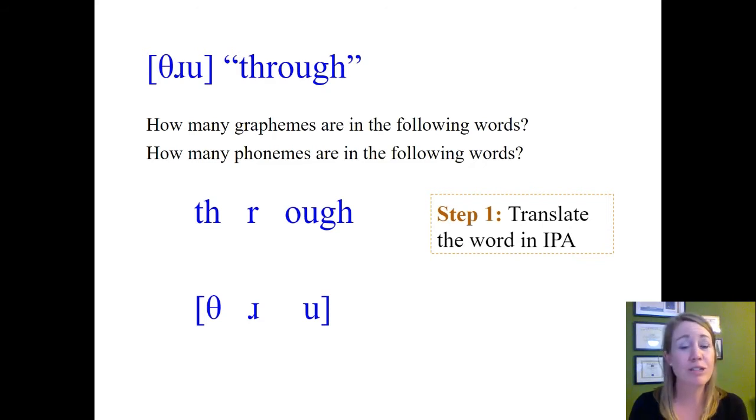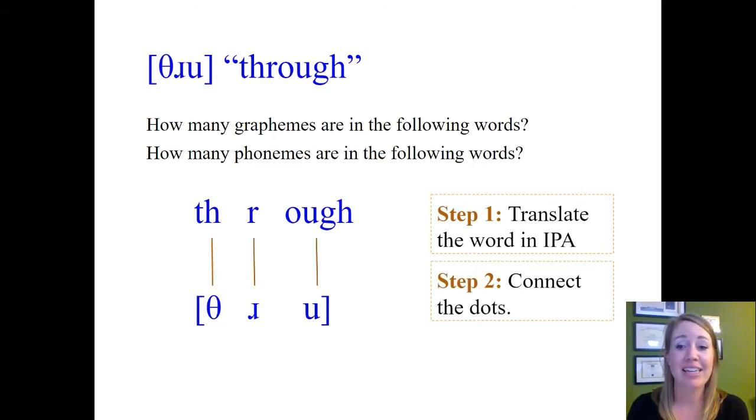So step 2, once you've translated your word into IPA, is to connect the dots. Okay, so I know the word has 3 sounds, and it has all these letters. So what letters represent what sound in the word? Well, I know the TH in through represents th. So I drew a line from the TH to the symbol, to the phoneme th. I know the R in through represents the R phoneme, right? And I know the OUGH represents the phoneme oo. Okay, so I've started to connect the dots.